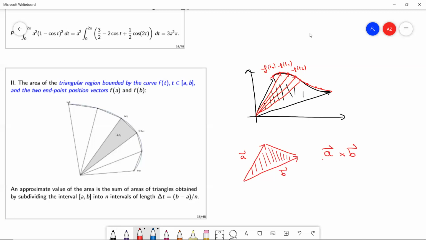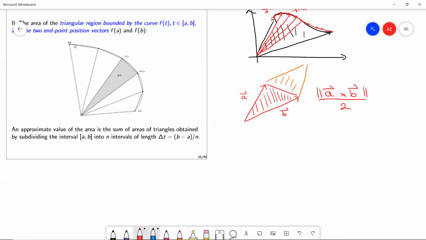So then we get the area of the length of this vector. The length of this vector is the area of the parallelogram with sides A and B. So we need only half of this area. So this is 1/2 of the length of the cross product of the sides of the triangle. Okay, so this is the area of one triangle. And you see we have here the division of our arc on many pieces, and then we have many of those triangles.